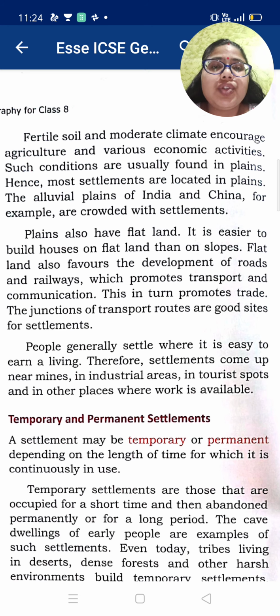This in turn promotes trade. So if you have a lot of roads, this will promote your trading system. You can send people and goods from one place to another. The junctions of transport routes are good sites for settlements. So where are the junctions, okay, for the transportation routes? These are all good sites for settlement. The people generally settle where it is easy to earn a living. अब लोग सबसे ज़्यादा कहाँ रहेंगे? जहाँ उनके पास सोर्स ऑफ अर्निंग होगा. Therefore, settlements come up near mines, in industrial areas, in tourist spots, and in other places where work is available.